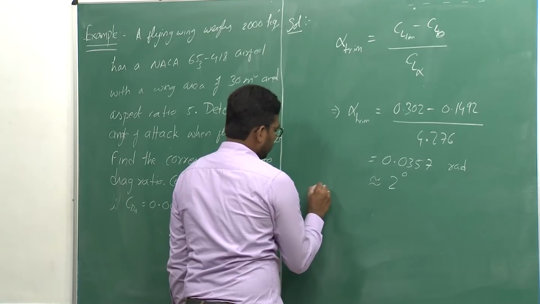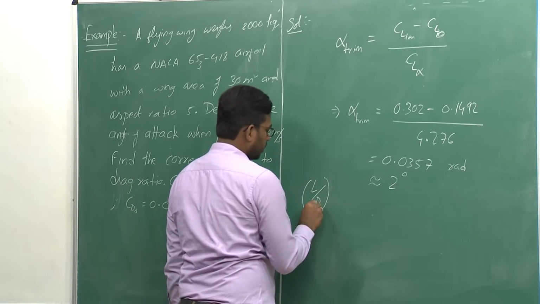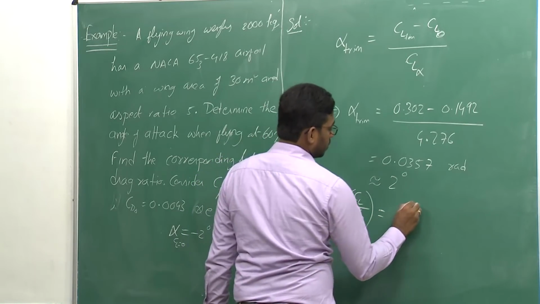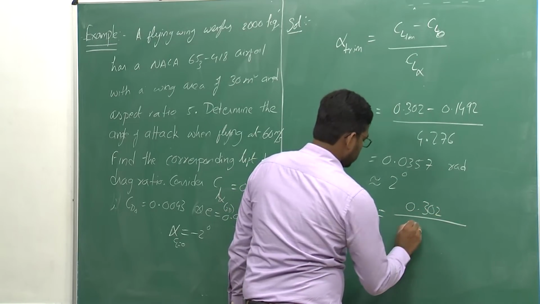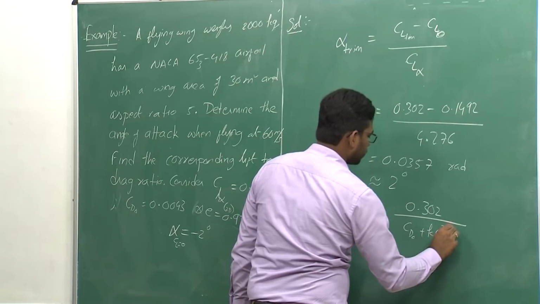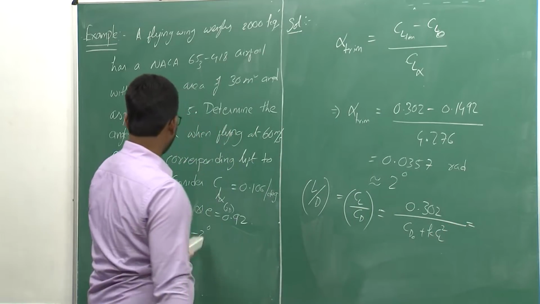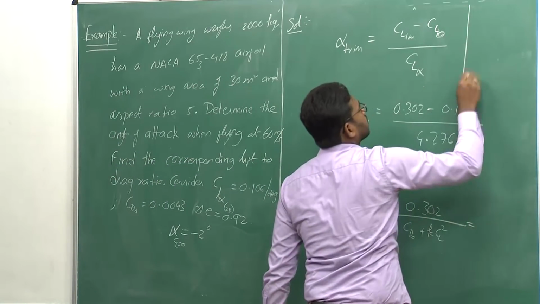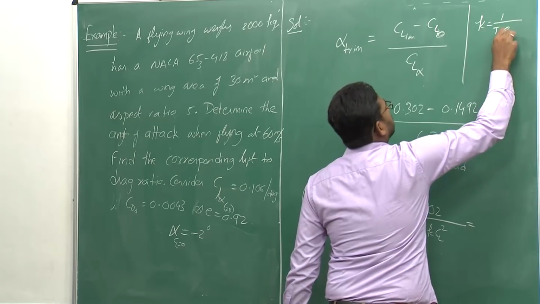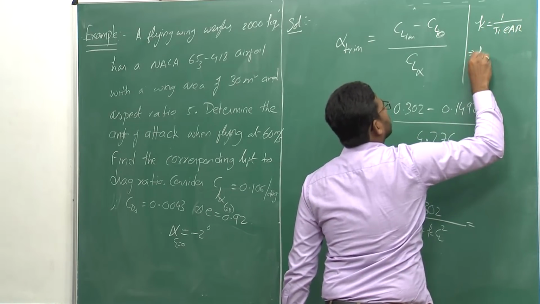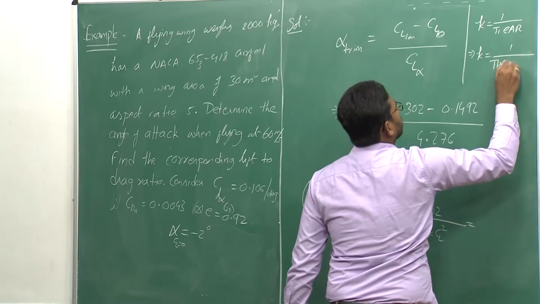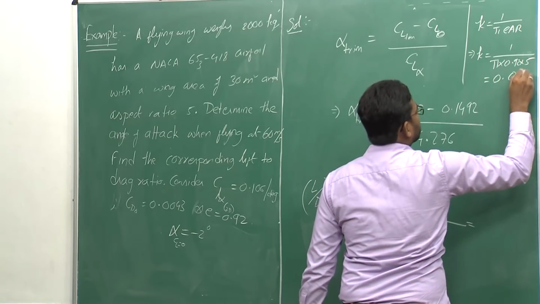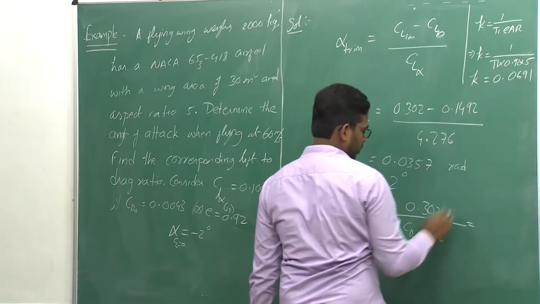Now, if you want to find out L by D for this particular flight condition, you have CL and CD for this flight condition. CL is 0.302, and CD is CD naught plus K CL square. K you can find out, since you have aspect ratio and Oswald's efficiency. K is 1 by pi E AR. That implies K is equal to 1 by pi into 0.92 into aspect ratio of 5, which is 0.0691. So substitute that value of K here.